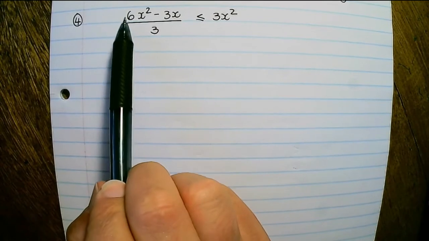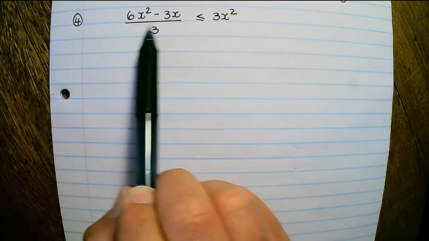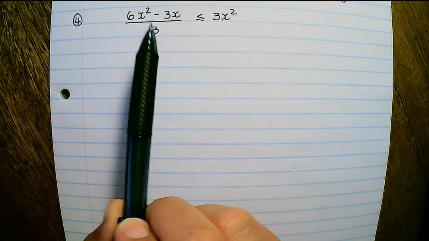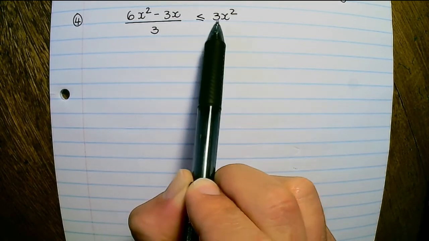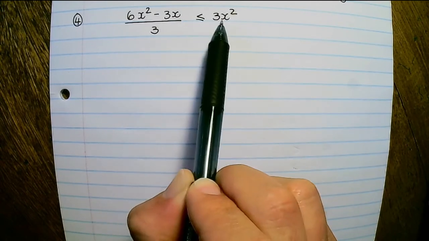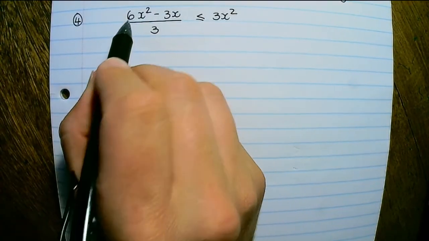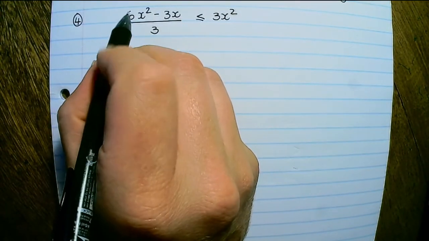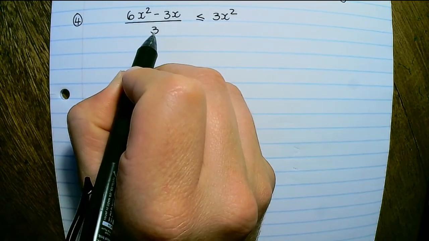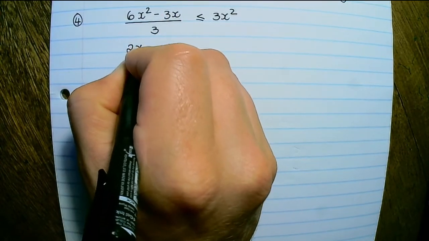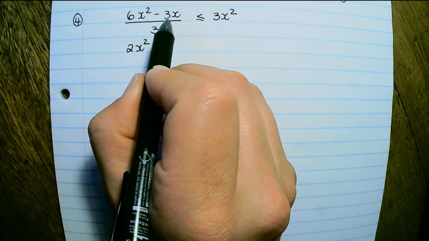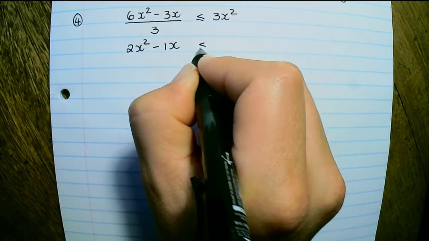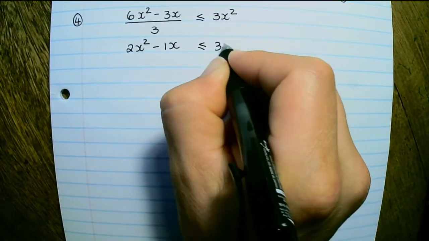In our next example, we have 6x squared minus 3x over 3 smaller or equal to 3x squared. Now the temptation is to multiply out with the 3 in the denominator on the right hand side, but you can also see that 6 and 3 are multiples of 3. So it will be 6 divided by 3, which is 2x squared, minus 3 divided by 3, which is negative 1x, which is smaller or equal to 3x squared.